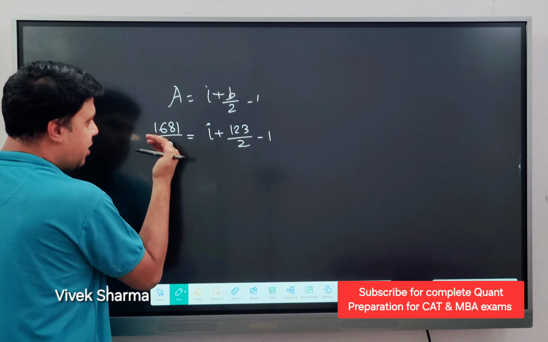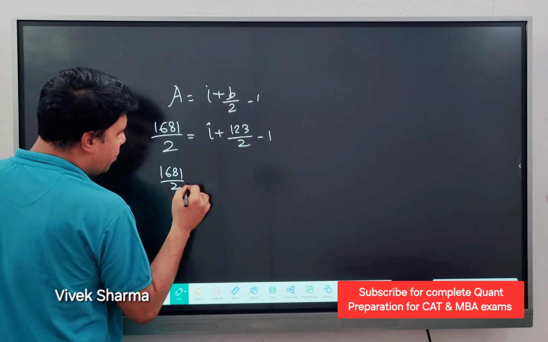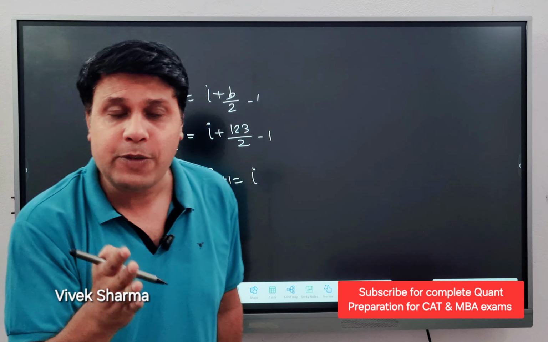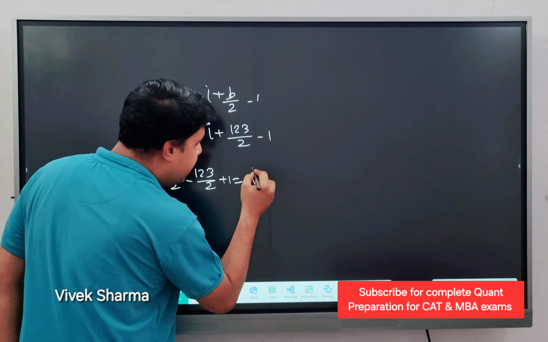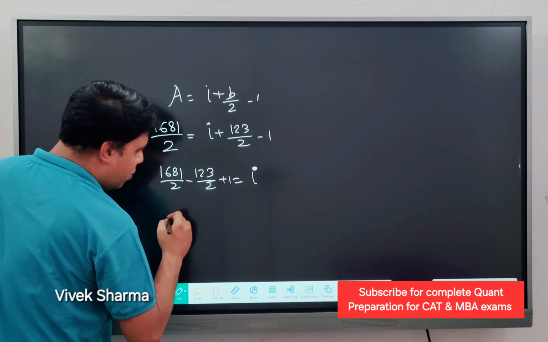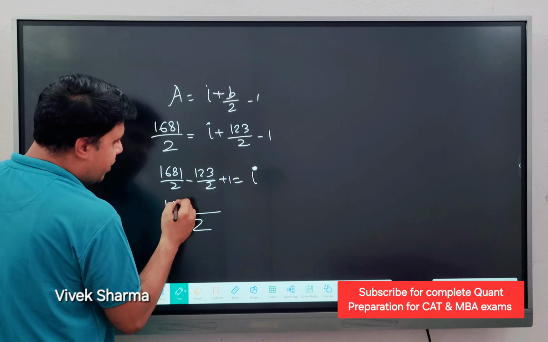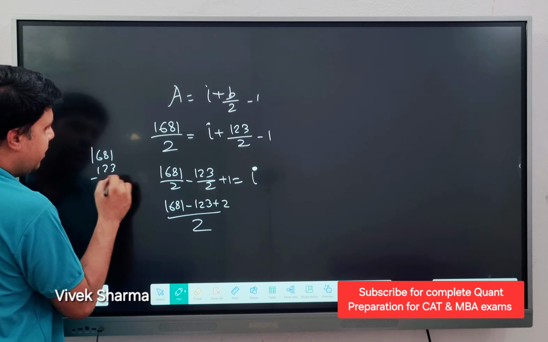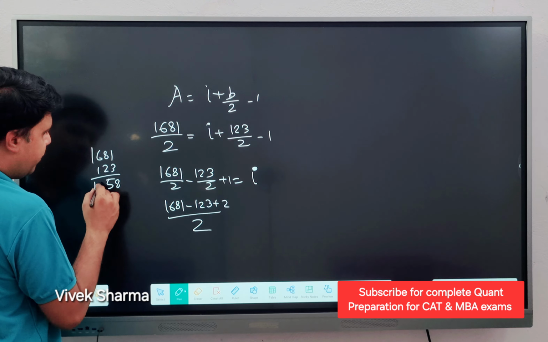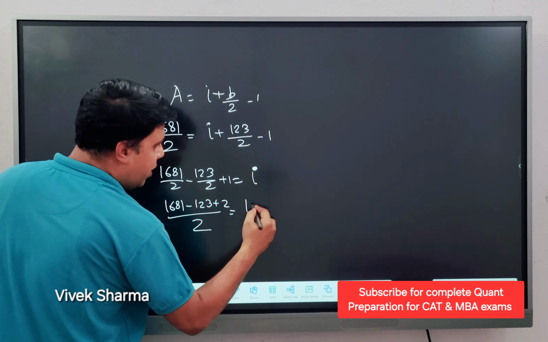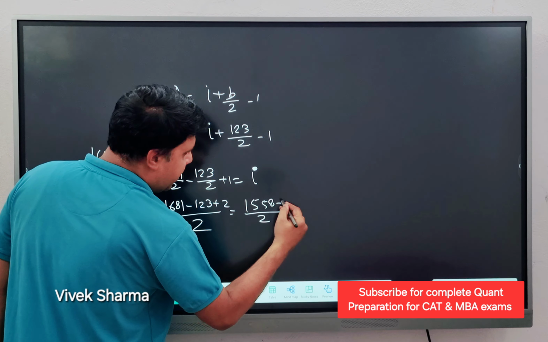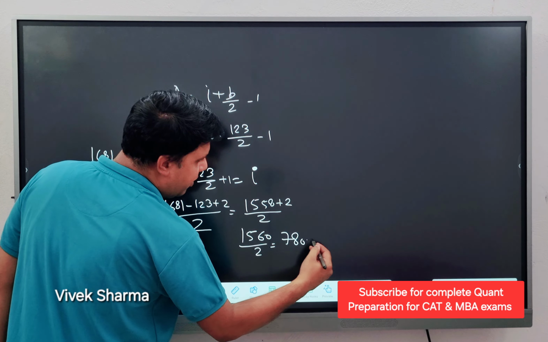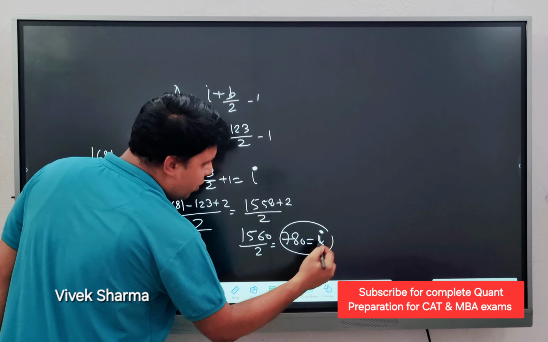So let's bring these things together. So 1681 upon 2 minus 123 upon 2 plus 1, and these are the internal points, which are lattice points, integer points actually, right? These are the integer lattice points I. So this is going to be (1681 minus 123 plus 2) over 2. So 1681 minus 123 is 1558. So 1558 plus 2, 1560, divided by 2, this is going to be 780. So 780 is the final answer of the question, right?